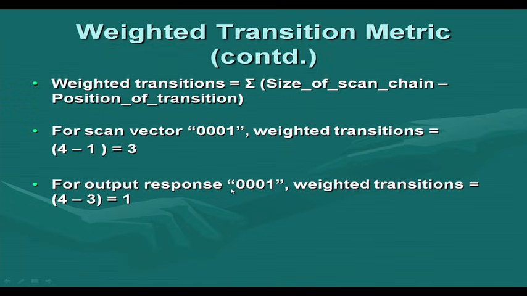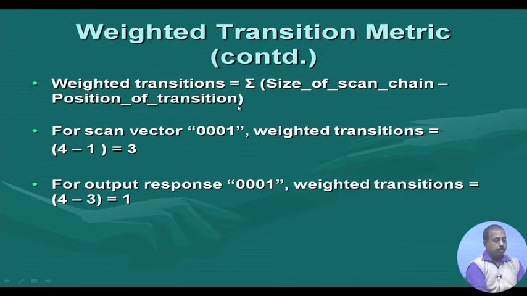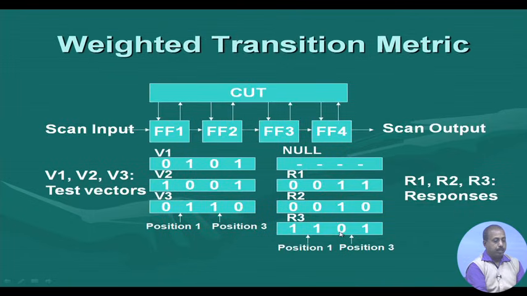On the other hand, for the output response, that is not the case. For the output response, the positions are marked from the other side. If I mark from position 1 to position 3, this bit will be going out immediately. So, this transition from 1 to 0 can affect only the last flip flop, whereas if there is a transition at this point, it will affect all the 3 flip flops. So, the position has to be counted from the other side, and this is captured by the same formula, the size of scan chain minus position of transition, but the position is taken from the other side. So, it is from the output side; from the flip flop one side is position 1, and that way it goes.